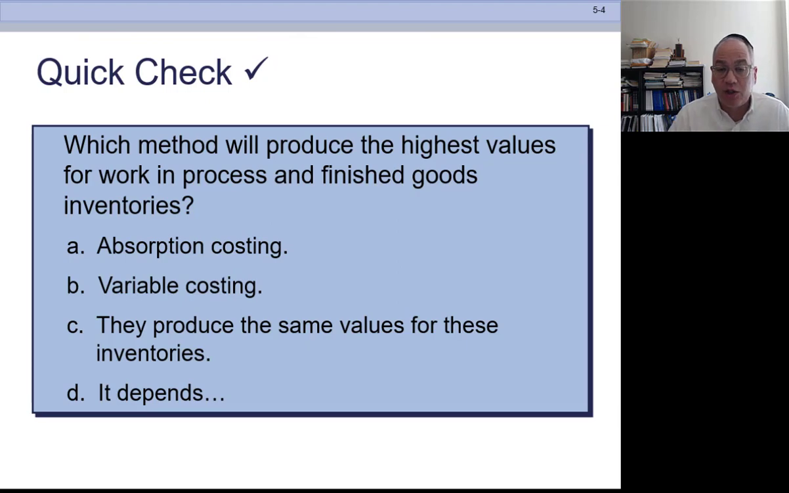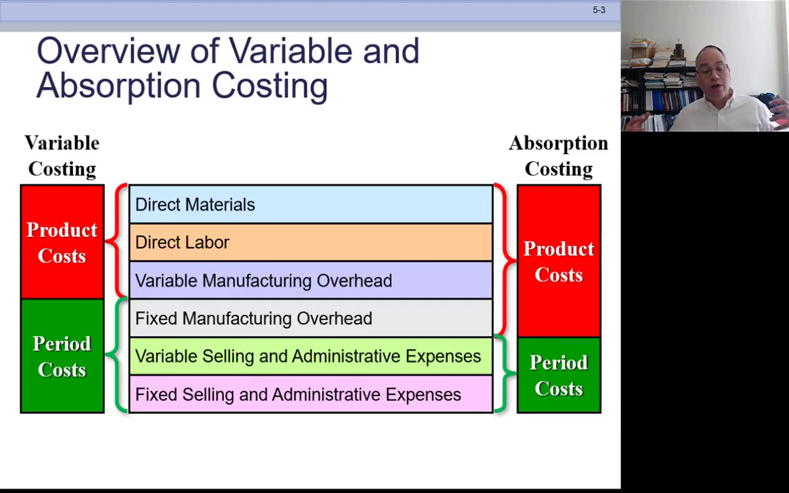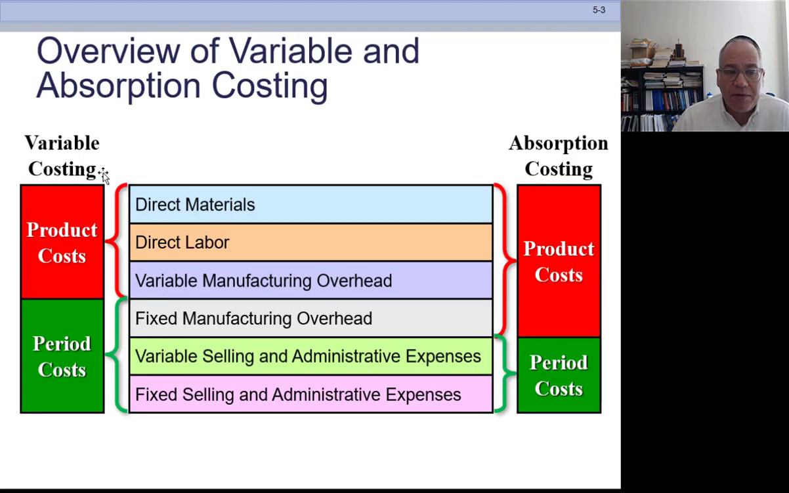So here's a quick question. Which method produces the highest values for work in process and finished goods inventory? And the answer is absorption costing by definition, because absorption costing includes more cost. It includes these fixed manufacturing overhead costs, which we otherwise would exclude from product costs under variable costing. And again, you got to remember variable costing is useful for managerial accounting, but absorption costing is GAAP. And since it's GAAP, that's what we have to use for financial statements.